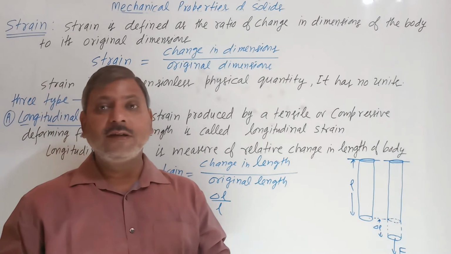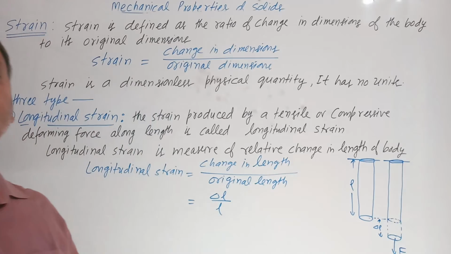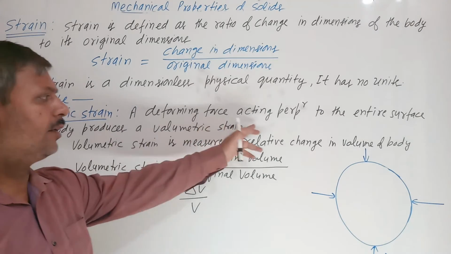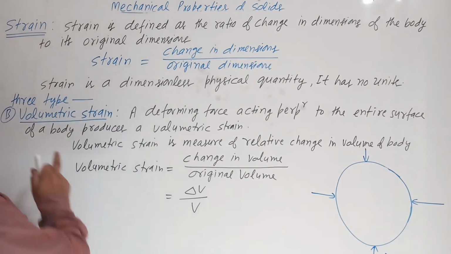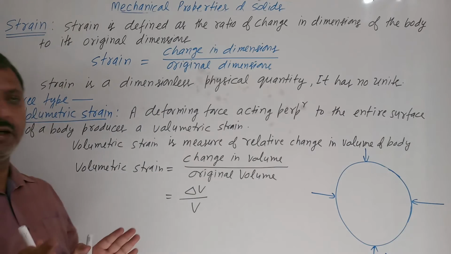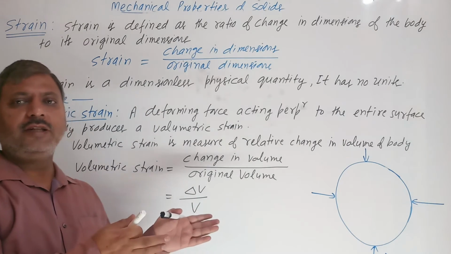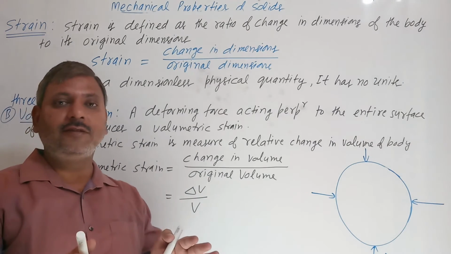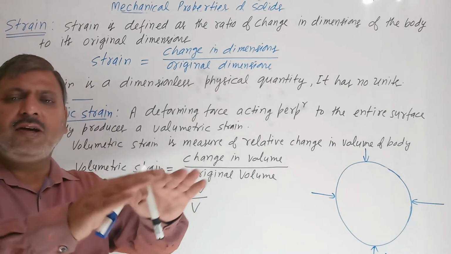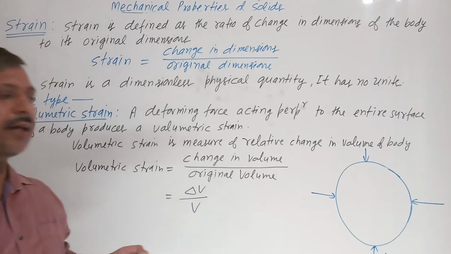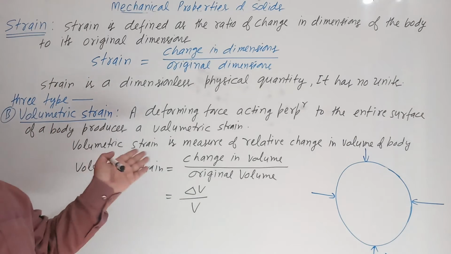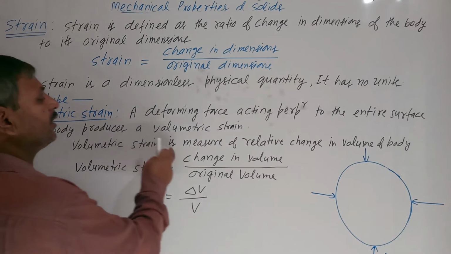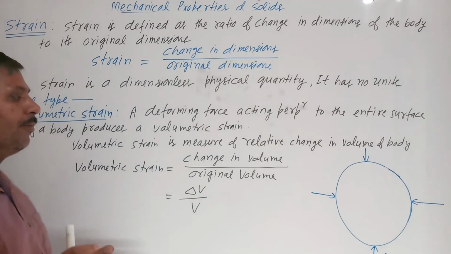Next one is volumetric strain. What is volumetric strain? A deforming force acting perpendicular to the entire surface of a body produces volumetric strain. First was longitudinal strain, second is volumetric strain. When the deforming forces act uniformly all over the surface of the body, there is a change in volume. So the relative change in volume of a body is known as volumetric strain.